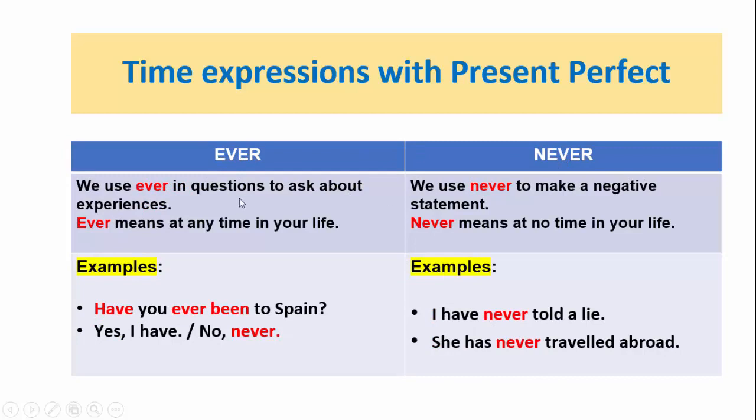Ever and never. We use ever in questions to ask about experiences. Ever means at any time in your life. Have you ever been to Spain? Here we use a question. Yes, I have. No, never. We use never to make a negative statement. Never means at no time in your life. I have never told a lie. She has never traveled abroad. Here we can understand that never means at no time in your life.